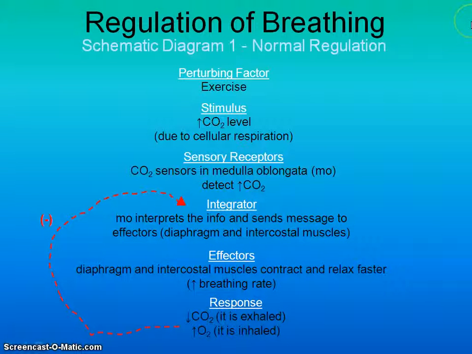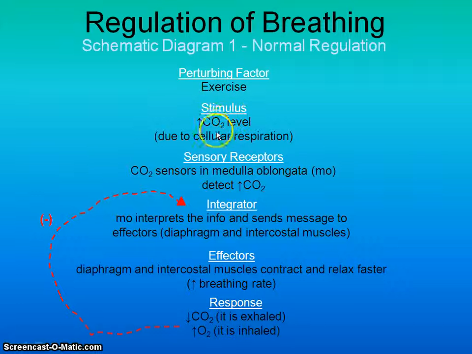So, like the other cases, we look at this through a negative feedback loop. That is how we regulate a lot of the things that happen in our body. So, normal conditions, we use the CO2 sensors. So let's say the perturbing factor was exercise. When you exercise, you need lots of energy for your muscles to work and that sort of thing. So oxygen is being used up and CO2 is being produced. So the perturbing factor is exercise.